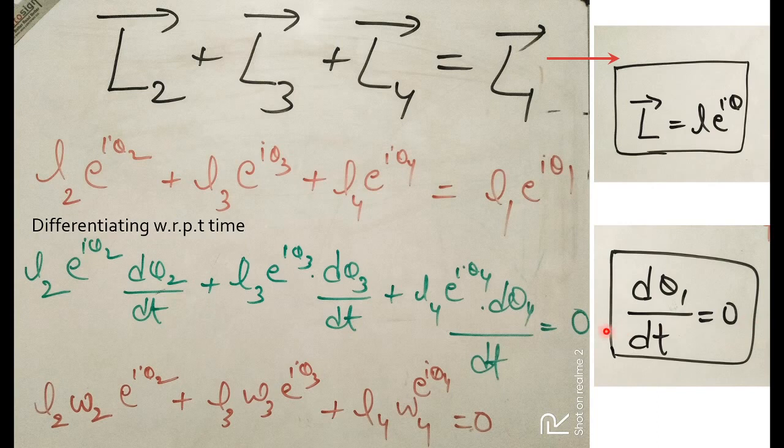So that's why I wrote it directly. If you want, you can first write the same thing, L1 e raised to i theta 1 into d theta 1 by dt, then in the next step write equal to 0. Otherwise you put it here, write it as 0, and in a box put that d theta 1 by dt equal to 0. That is the next step. Okay, clear. Next step, what is this d theta 2 by dt, or simply what is d theta by dt generally?